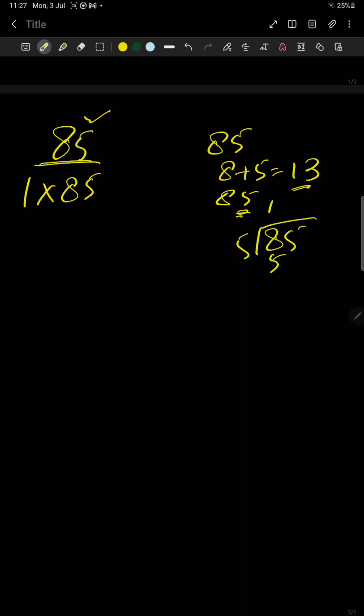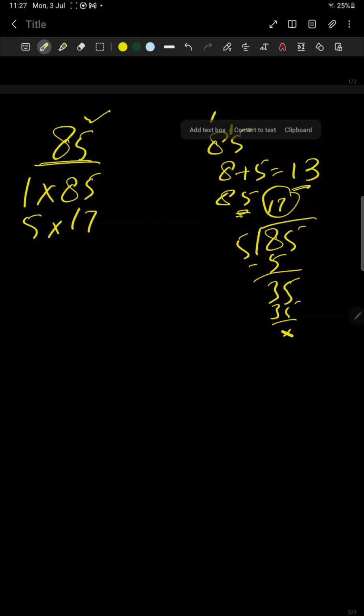5 ones are 5, 5 sevens are 35. So it is completely divisible. So the number is 5, and this number we will write over here, 17. Now 6 we are not going to check. 7, it is not divisible by 7 because if we divide, 7 ones are 7, 1 is remainder. 15 is not coming in the table of 7, so it is not divisible by 7.